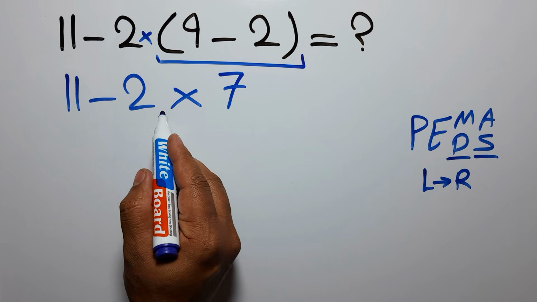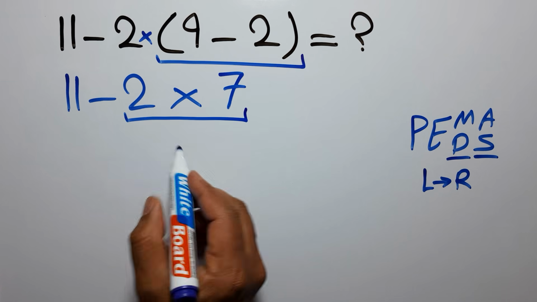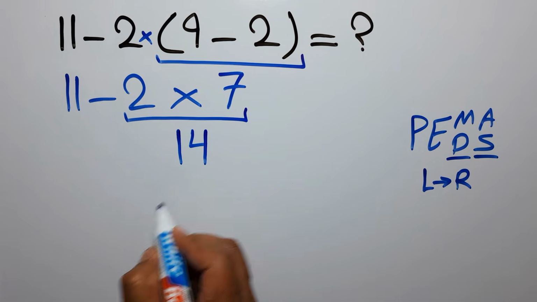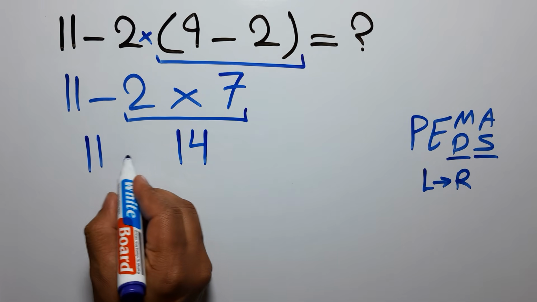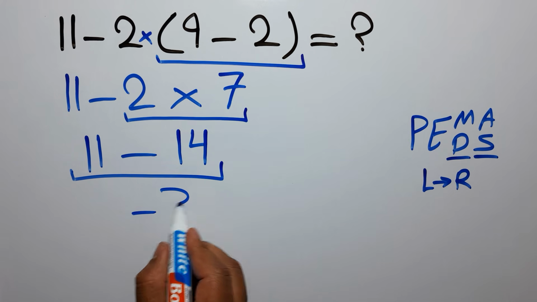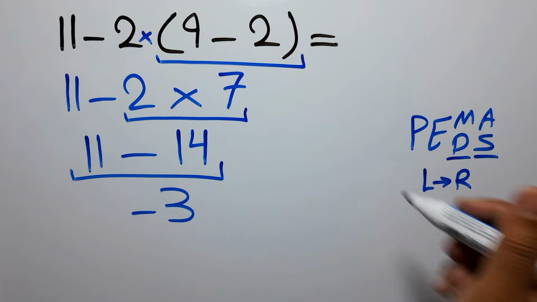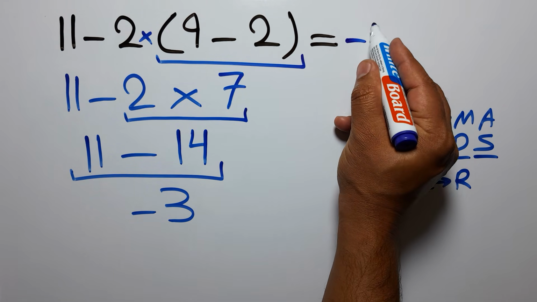So here first we have to do this multiplication. 2 times 7 equals 14. So we have 11 minus 14, which equals negative 3. And this is our final answer to this problem. The correct answer is negative 3.